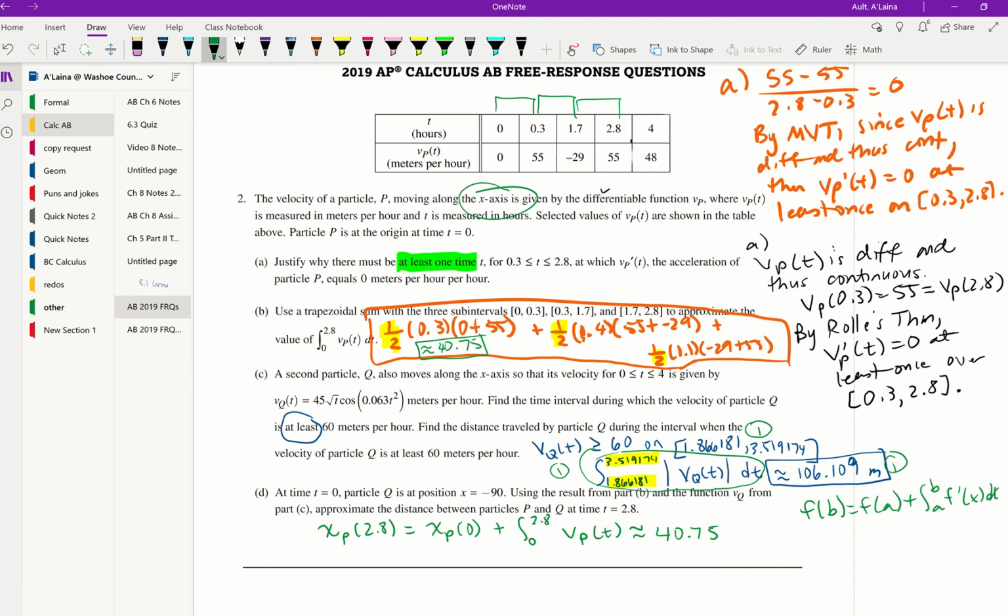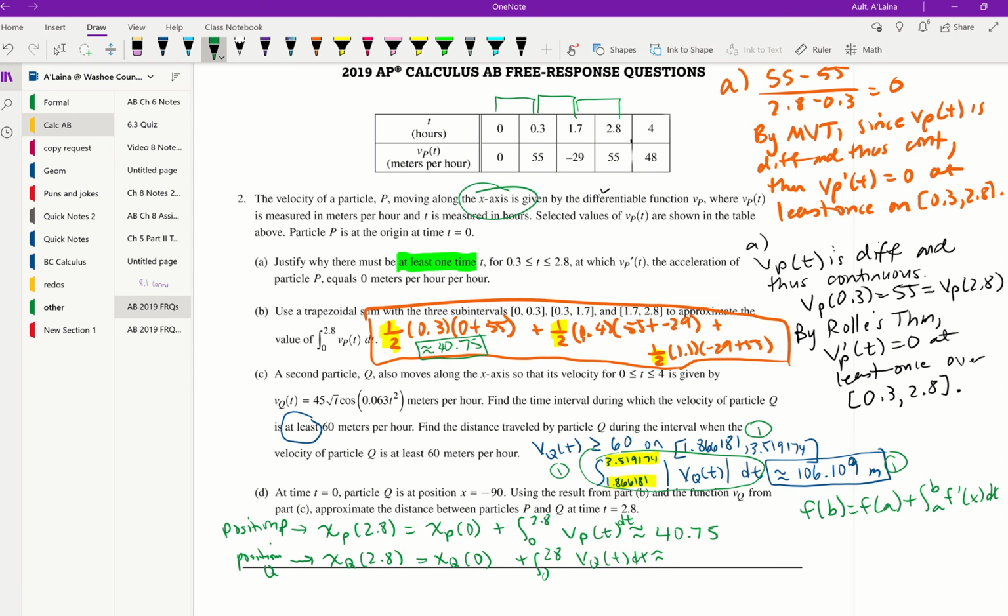I also want to figure out what is the position of particle Q. I'm just going to name this as position of P, and this is the position of Q. This will help the reader know what I'm talking about. Particle Q's position would equal the position of particle Q at time 0 plus the definite integral from 0 to 2.8 of V sub Q of T dt. Oh, I left out my differential there. There we go.